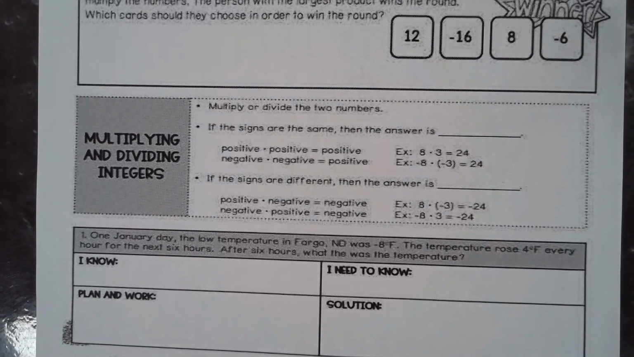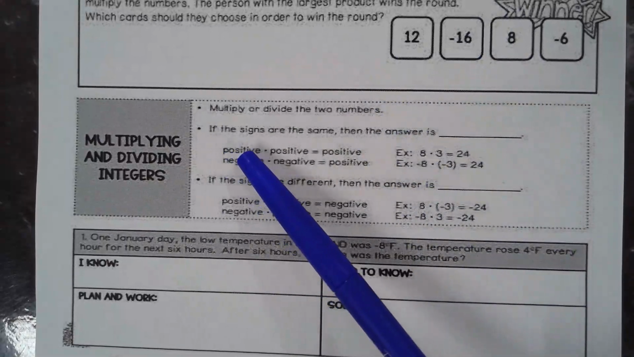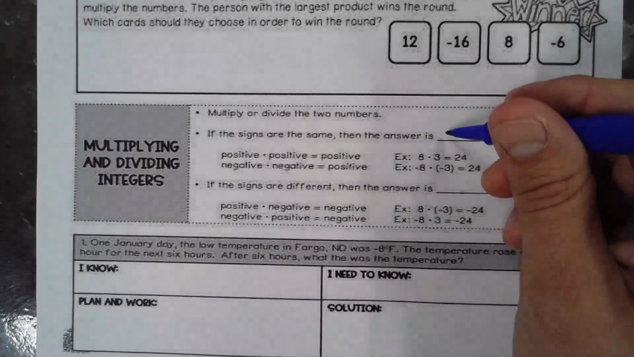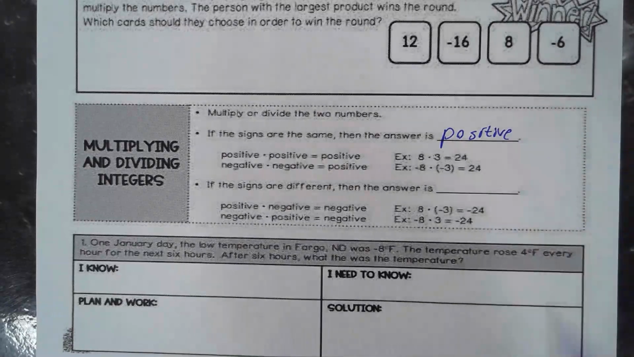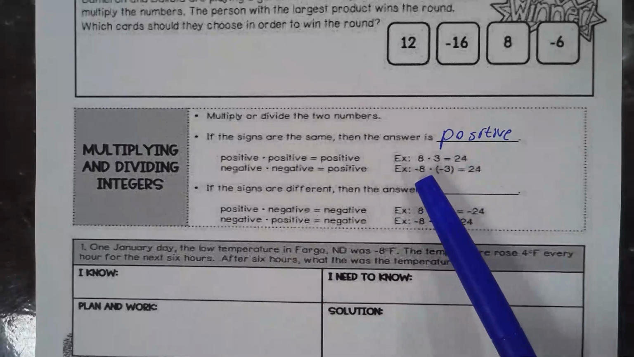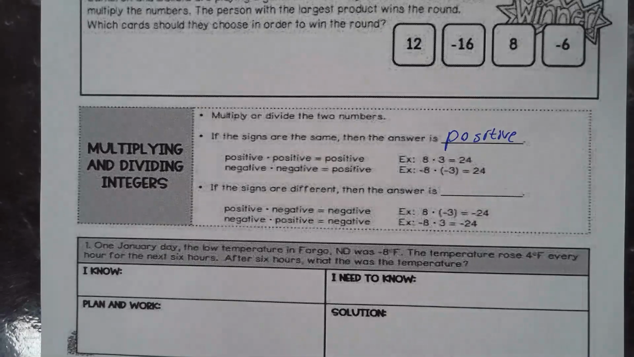This says that multiplying and dividing 2 numbers, if the signs are the same, then the answer is positive. So that first blank there is positive. For example, positive 8 times positive 3 is 24. And that's just like normal multiplication. We're used to that. 2 positives multiplied is a positive.